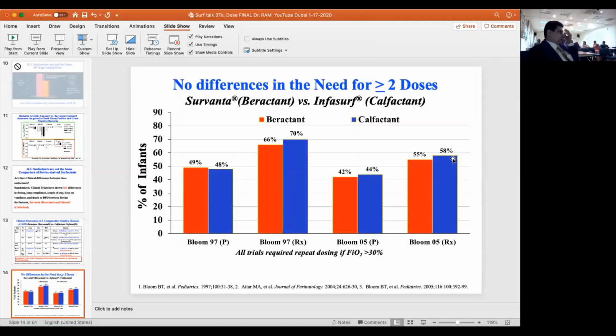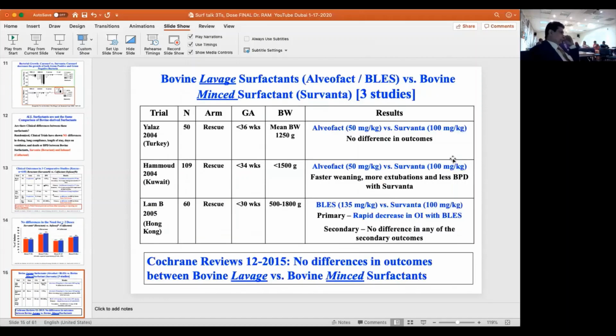So there is an excellent Cochrane review. If you want to know about all surfactants, this is the review. Here they compared bovine lavage surfactant like Alveofact or BLES versus minced surfactant. These studies showed no difference in outcomes between a lavage preparation or a minced bovine preparation.